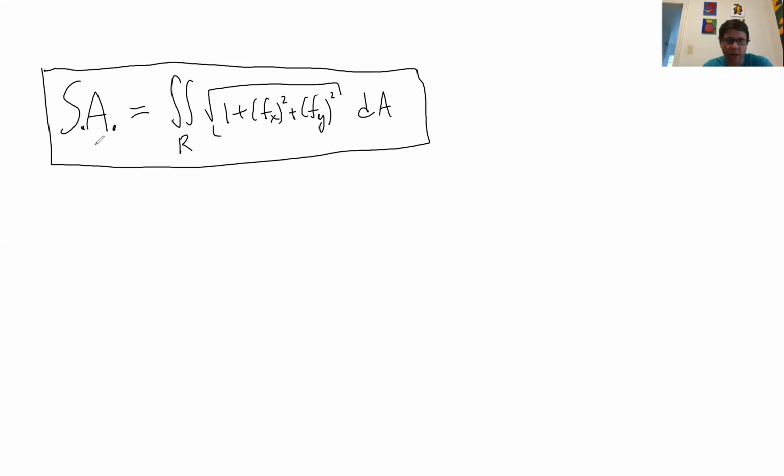By the way, the notation for this is super shorthand, but we won't use it very much. But the notation is the double integral over the region of dS. That's it. That's all they write.